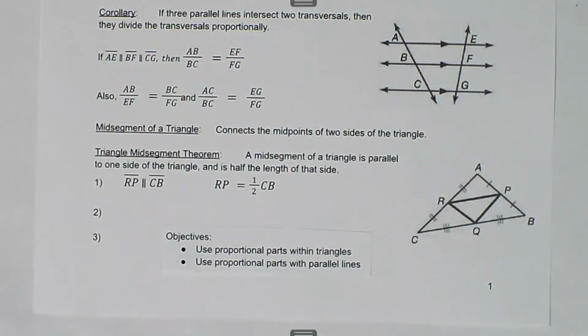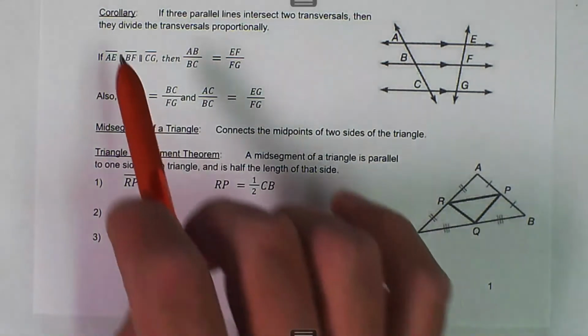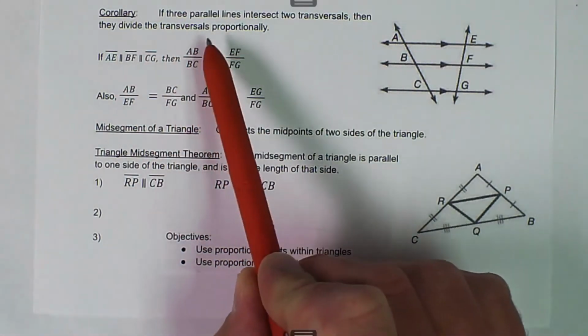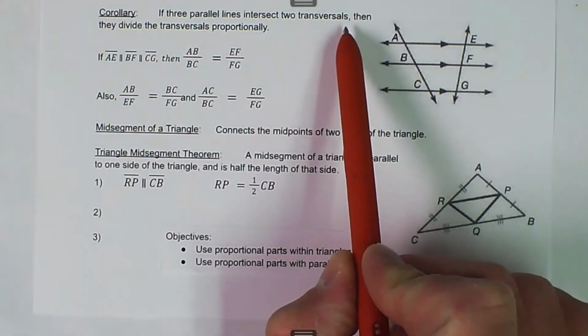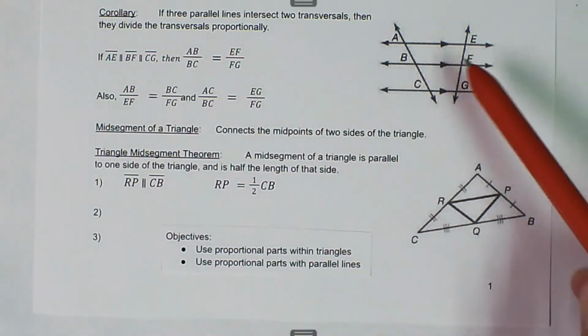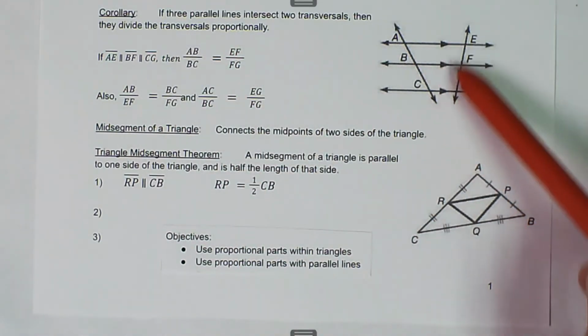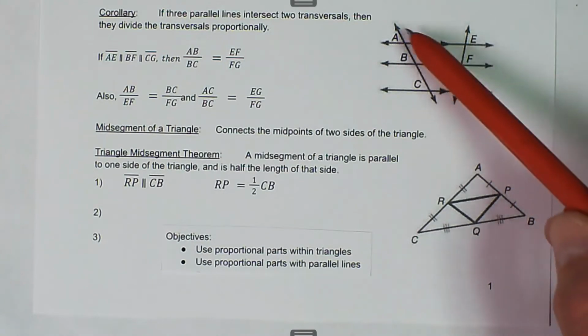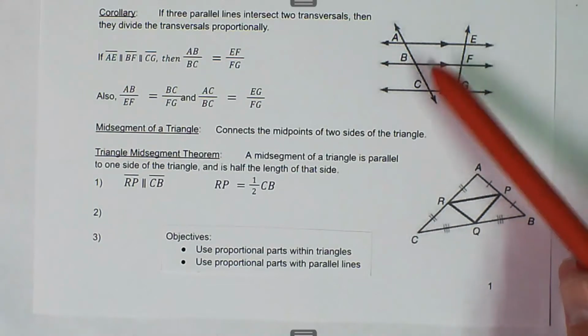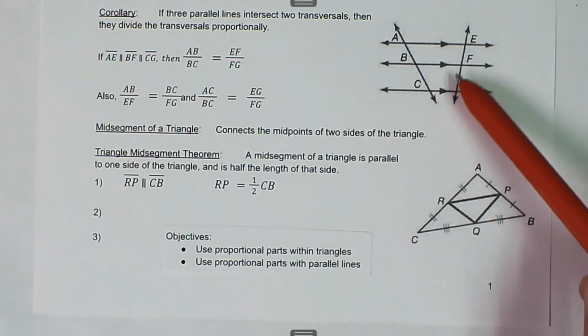We are talking about parallel lines and proportional parts, and we want to be able to use proportional parts with parallel lines. So here we have a corollary to the triangle proportionality theorem. If three parallel lines intersect two transversals, then they divide the transversals proportionally. So we have three parallel lines, and all three lines are intersected by this line and also this line. So all three of these parallel lines are intersected by two transversals.